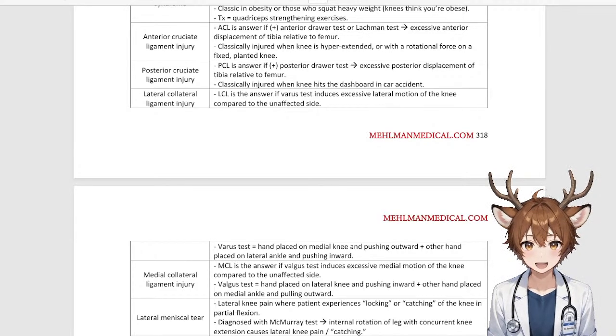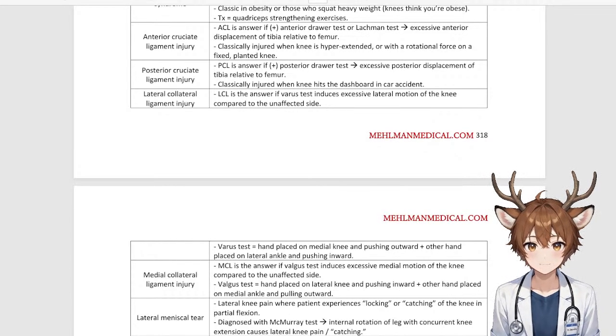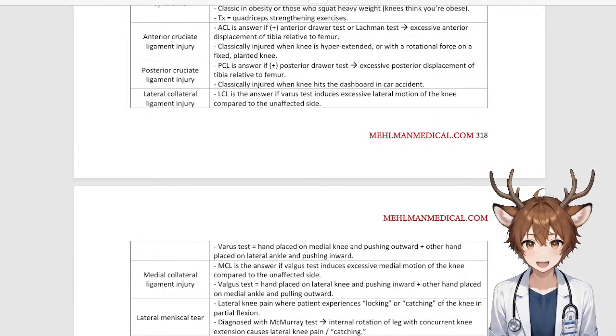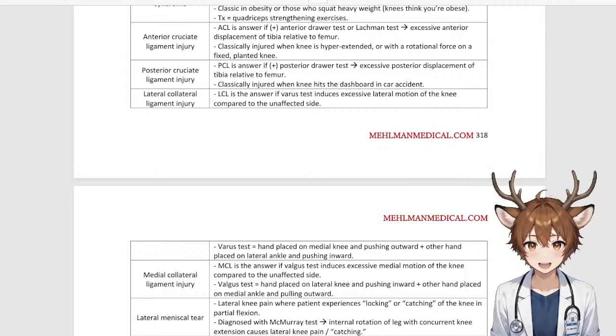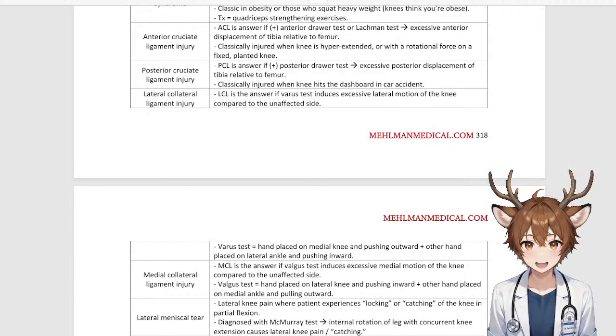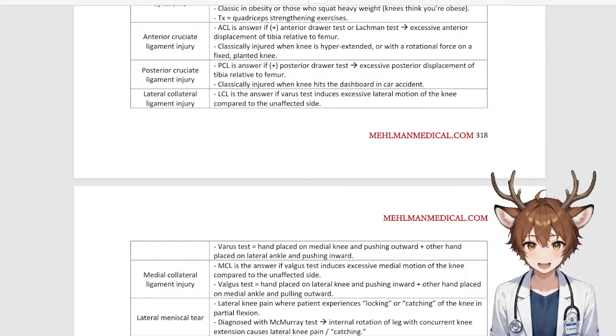So it's kind of like flipped, that kind of thing. But just look it up if I were you. Again, you don't even have to take my word for it. Just look it up. Just see what knock-kneed versus bow-legged looks like. Anyway, next one, medial collateral ligament injury.